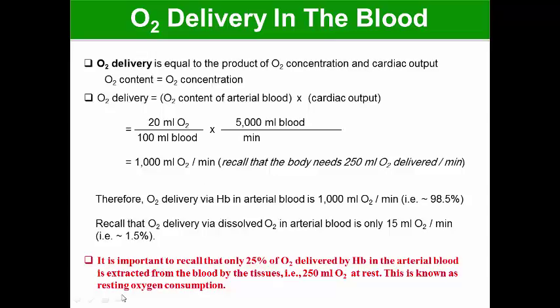Again, it is important to recall that only 25% of the oxygen delivered by hemoglobin in the arterial blood is extracted from the blood as it flows through the tissues. So it is 250 milliliters per minute, and this is the resting oxygen consumption. Of course, during exercise, the oxygen consumption increases.